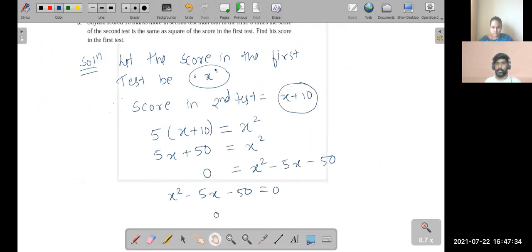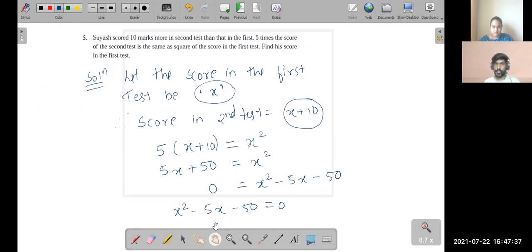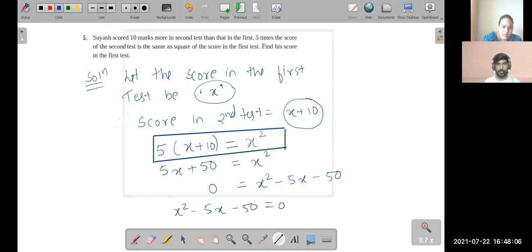Did you understand this up to here? Yes? Okay, write it down and solve this quadratic equation for homework. Use the formula method, factorization method, whatever you want, whichever method you find easy. I hope how we got this equation is clear, because that's the main thing. After that, it is just solving.